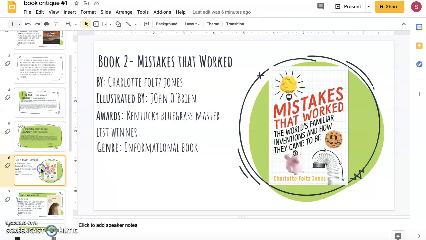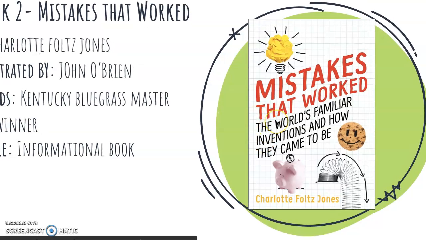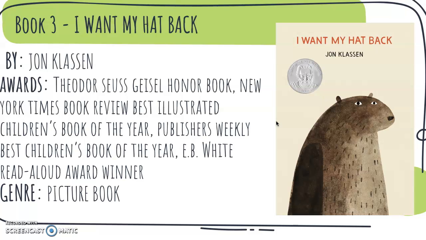All right. Now on to the other books that I chose. For book number 2, I talked about Mistakes That Worked by Charlotte Foltz Jones, illustrated by John O'Brien. It won the Kentucky Bluegrass Master List Award, and it's an informational book. Book number 3 is I Want My Hat Back by John Clayson. It won the Theodore Seuss Geisel Honor Book, New York Times Book Review Best Illustrated Children's Book of the Year, Publishers Weekly Best Children's Book of the Year, E.B. White's Read Aloud Award winner. And the genre is picture book. This one was me and my roommate's favorite that I got.